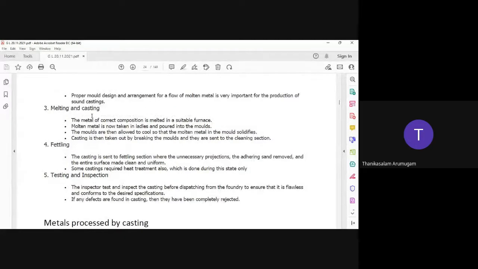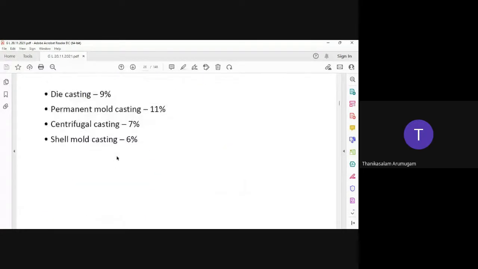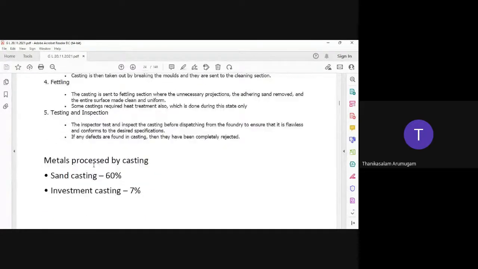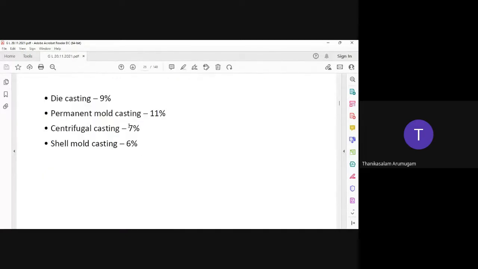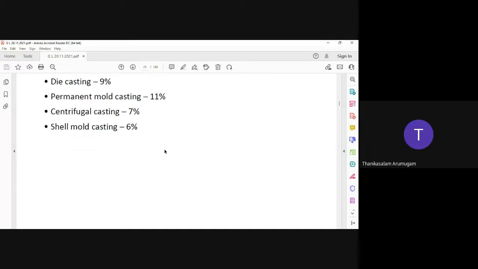This is the sand casting method, with five processes: pattern making, mold and core making, melting and casting, fitting and fettling, and testing and inspection. Generally, in the manufacturing process, sand casting is involved in almost 60% of components, investment casting 7%, die casting 90%, centrifugal casting 7%, and shell mold casting 60%, because the cost of sand casting is very low.